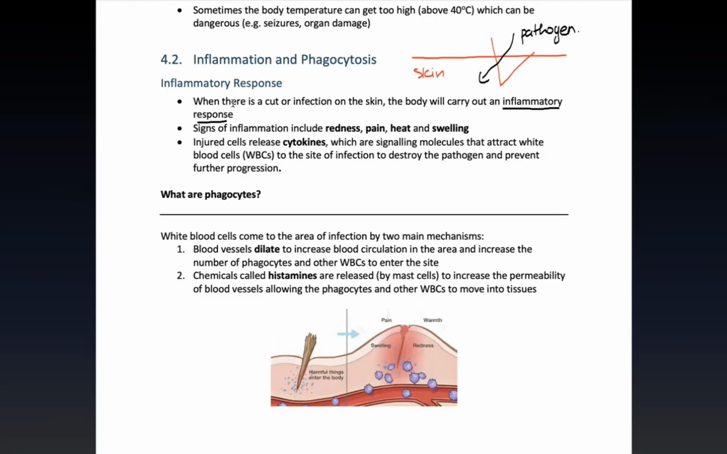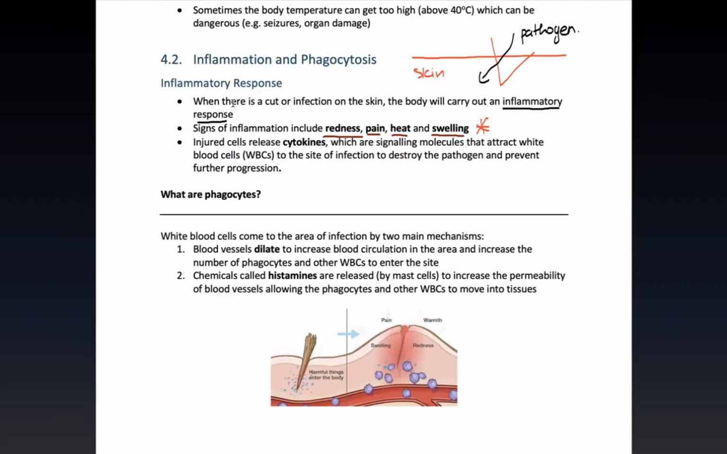And what I want you guys to remember, if you are answering a question relating to this, you also want to include these signs of inflammation. So when there is a response, you will see redness in that area, pain, heat, and swelling. These are the key signs of an inflammatory response.